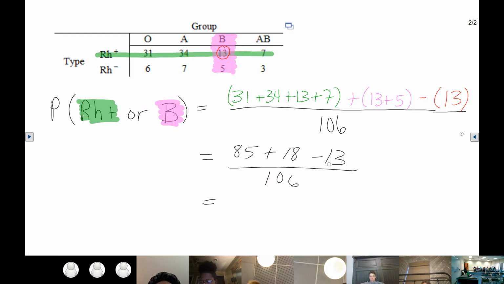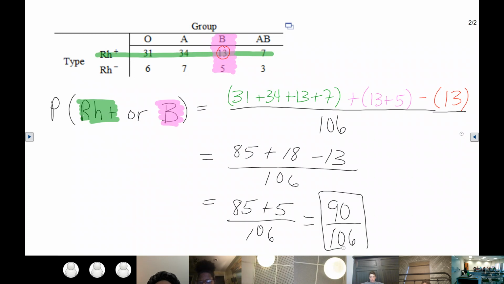Well, I'm going to subtract these two because I can go left to right. 85. 18 minus 13 is 5. And you get 90 over 106. Make sure you simplify the fraction or put it in decimal form, depending on what the directions say. And that's how you do 5.2.